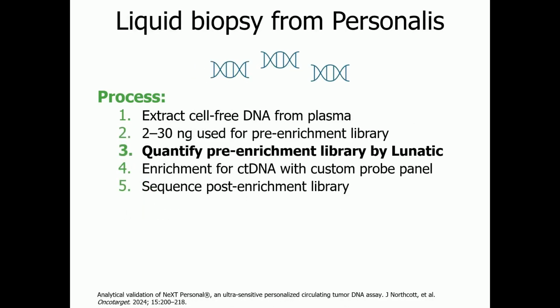Next Personal is a liquid biopsy assay from Personalis that uses probes made from DNA taken from a patient's tumor as an ultra-sensitive, personalized ctDNA assay for detecting residual disease, treatment efficacy, and recurrence in circulating free DNA, or cfDNA. Lunatic was used to quantify their pre-enrichment library concentration, which was part of their performance specifications that they had during the analytical validation of their assay. And this performance specification was related to the DNA input amount.